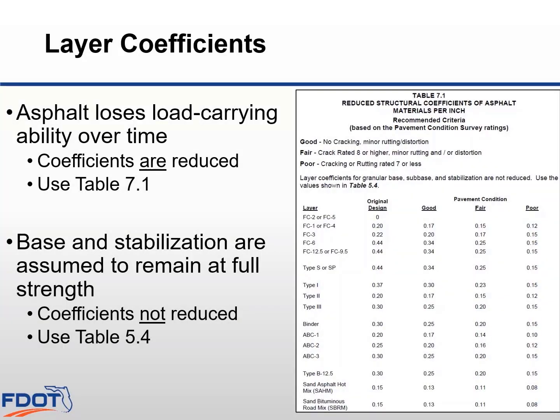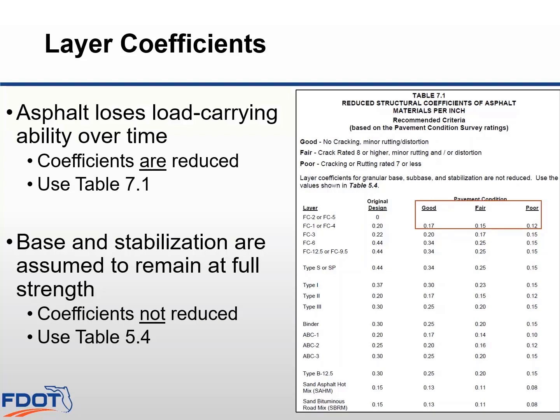Asphalt loses some of its load-carrying capacity over time, and so the department has developed the reduced layer coefficients for asphalt to account for this. These values, again, are found in Table 7.1, and they're based on the existing layer type and current condition of the pavement. As you can see, there are 3 different values listed for each layer type on this table: good, fair, and poor, with the good values being slightly higher than the poor values.